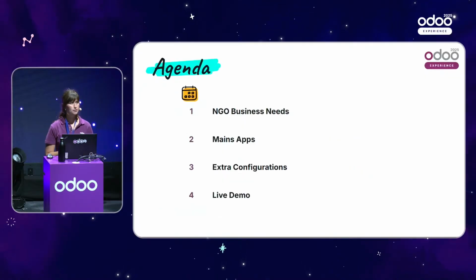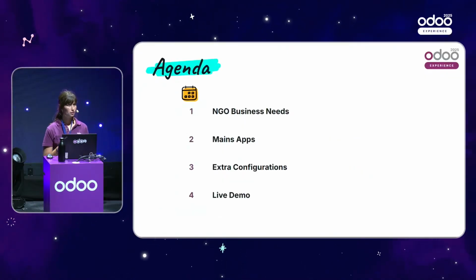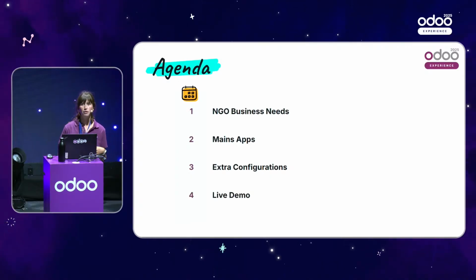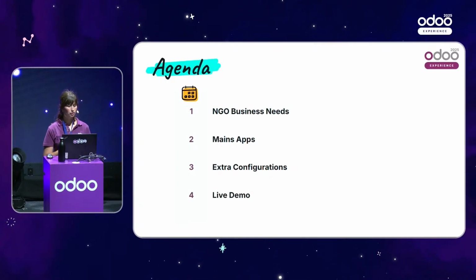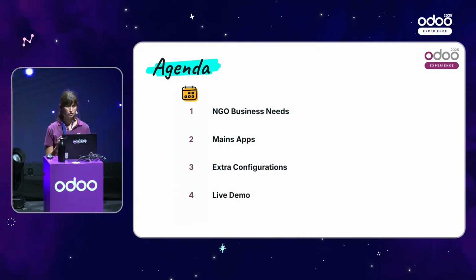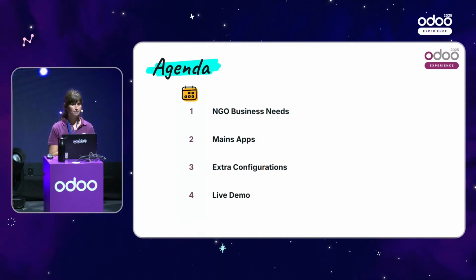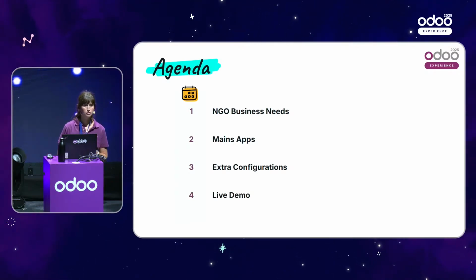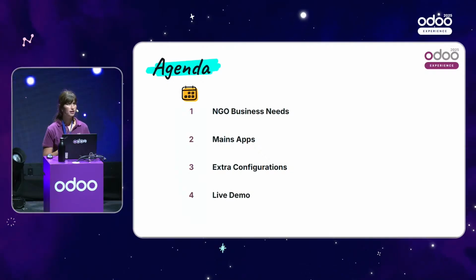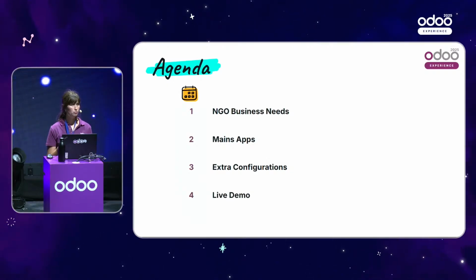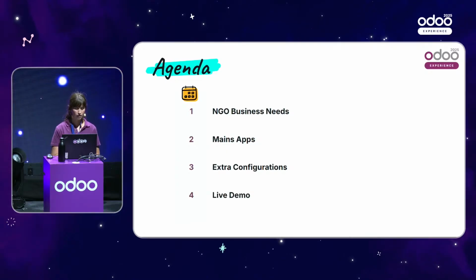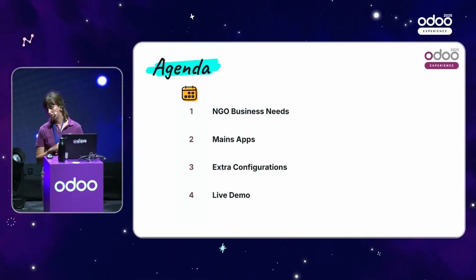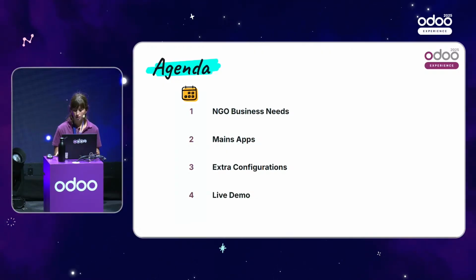So today we will first discuss the business needs of an NGO, and we will try to answer them with the standard Odoo apps. So we will see the main apps that we have used in this industry package. After that, we will also see together the extra configuration that we had to do to make sure that we fully support these business needs. And after that, I will go directly into the app and show you a demo on Odoo.